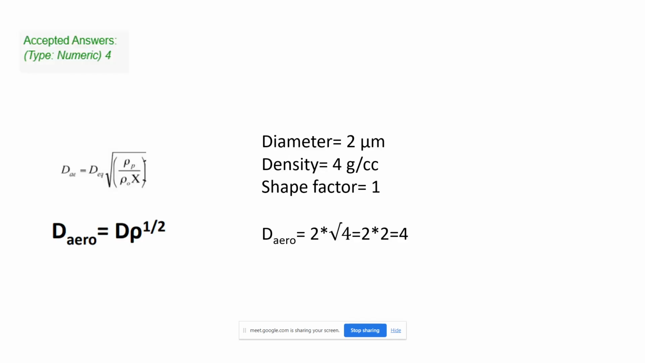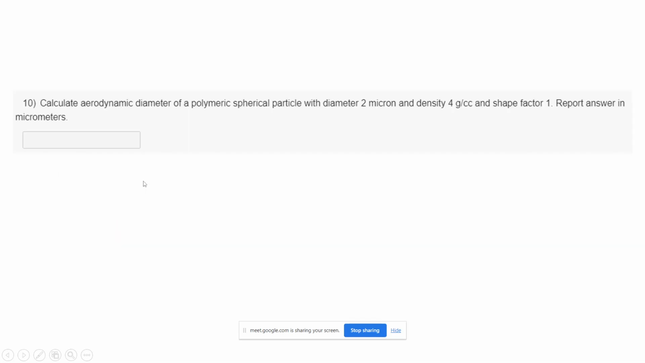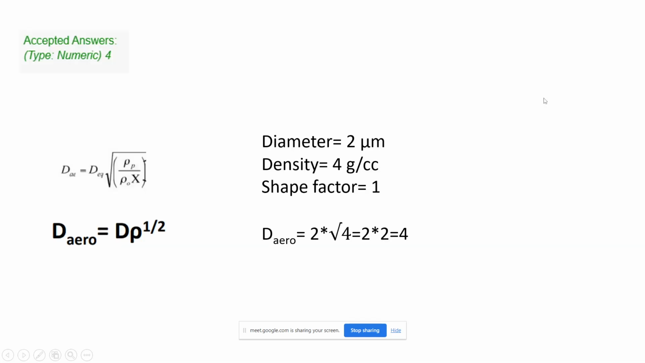Okay, so 4 is the correct answer. Here, if you see, this is the original equation where aerodynamic diameter is dependent on the diameter equivalent and under root density by shape factor. Here shape factor is x. Since for a spherical particle the shape factor is 1, this becomes negligible. And the final equation will be d aero, the aerodynamic diameter, equals the diameter equivalent into under root density.